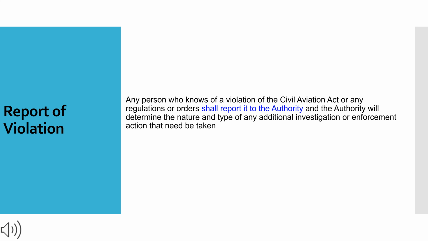Report of violation. Any person who knows of a violation of the Civil Aviation Act or any regulations or orders shall report it to the authority, and the authority will determine the nature and type of any additional investigation or enforcement action that needs to be taken.